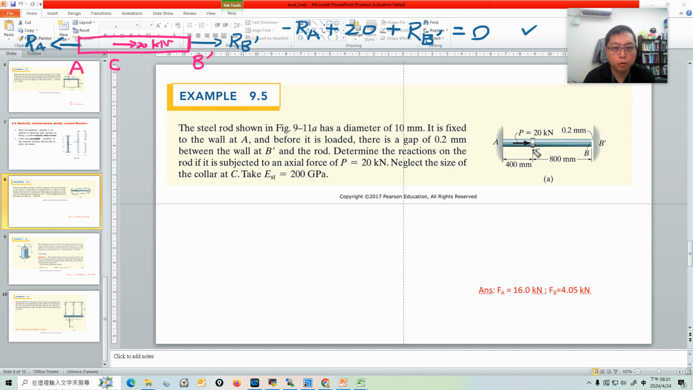It said that before applying the load, there's a gap here, 0.2 millimeter, and after you apply external loading, the bar fills the gap. That means the external loading creates a deformation of the bar and lets the bar fill the gap.